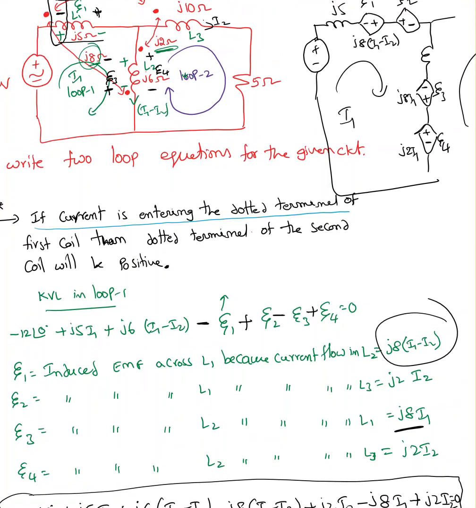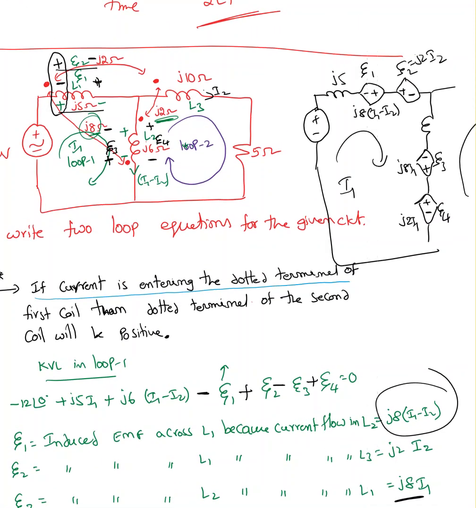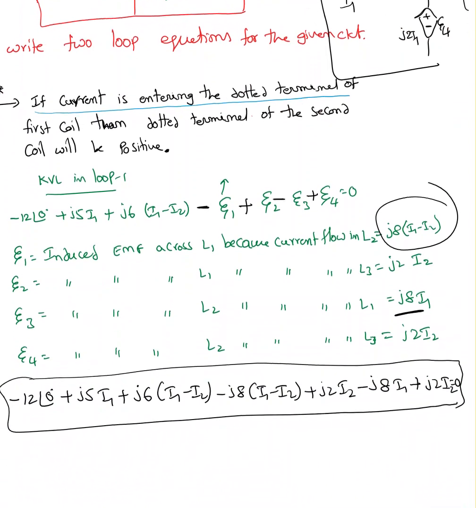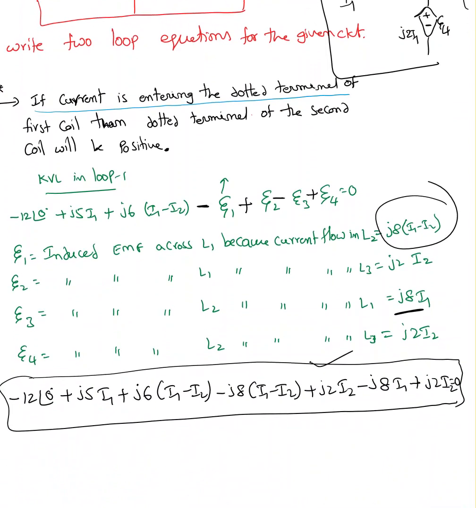So this is another way. I'm representing that induced EMF as a dependent source, a current-dependent voltage source. I'm representing the induced EMF because of mutual inductance by a dependent source. Now here I don't need to indicate the dots. The dots are already replaced with the dependent sources. Now you can write down the equation. When you write the equation, you should end up with the same equation. So this is another way of writing down the equation.